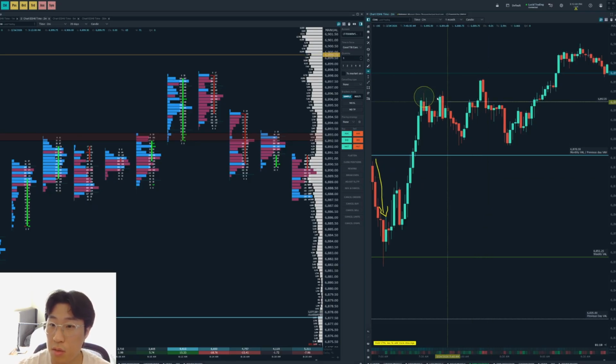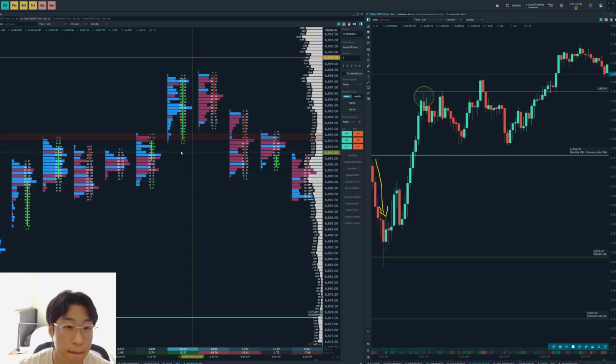Price was attempting to break above the current day's highs, right? And the aggressive selling that formed up here in this zone, we had aggressive buyers step in. We had good volume, good positive delta, and we closed above all the aggression, showing acceptance.